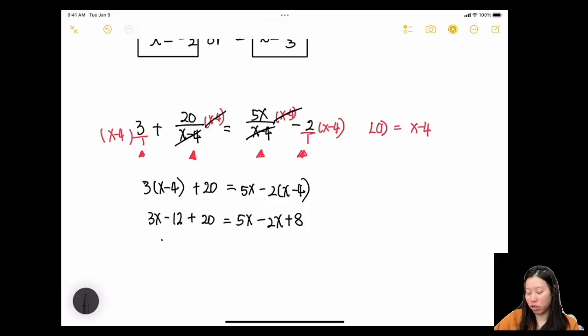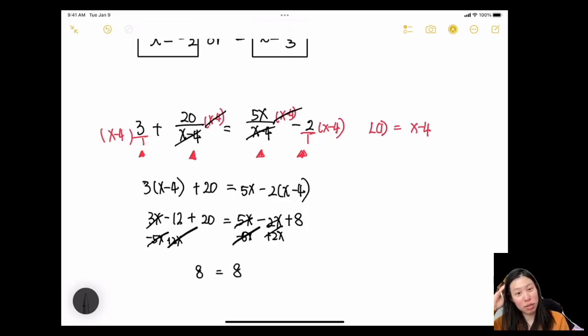Anyway, okay, let's merge the like terms. Subtract 5x on both sides. At the same time, we also add 2x. So x is equal to 0. Uh-oh, something's happening. That's fine. We got 0, so all the x got cancelled. Very good. And then negative 12 plus 20 equals 8. And 8 equals 8. That means what? That means x equals all the real numbers.